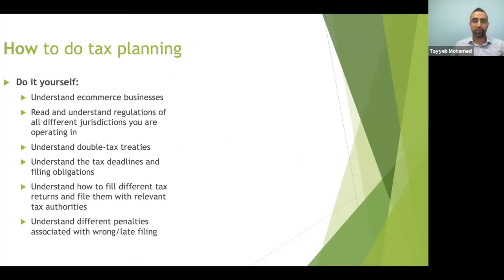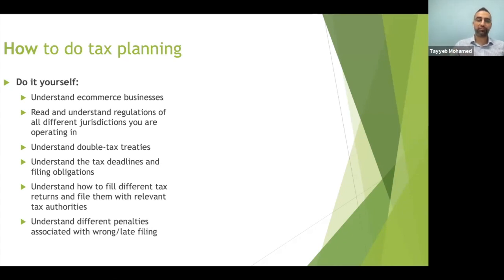Now, in addition to this, you need to read and understand regulations of all different jurisdictions. And in the jurisdiction you are operating, you need to make sure that you have an understanding of the tax system there. In addition to that, with your home country from where you make sales, you need to understand if there is a double tax treaty network.